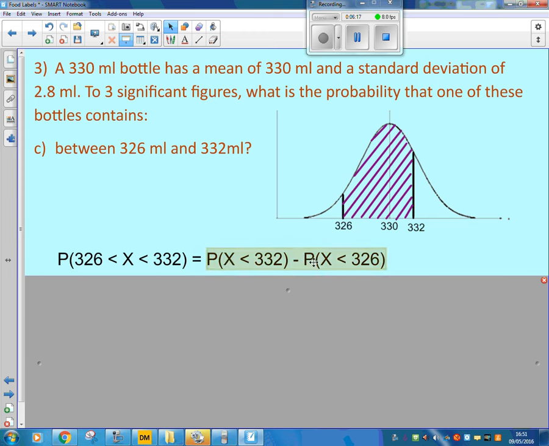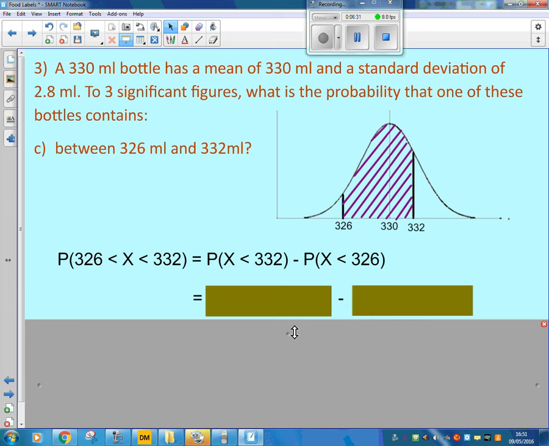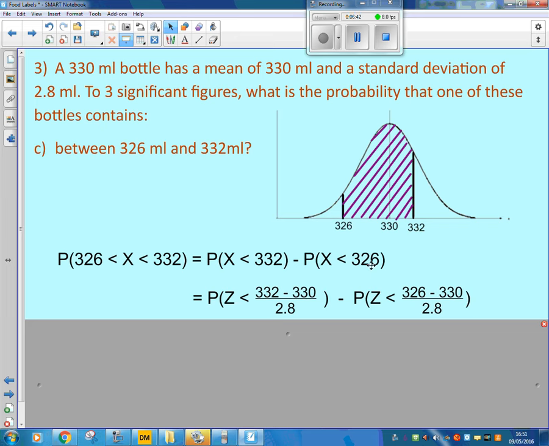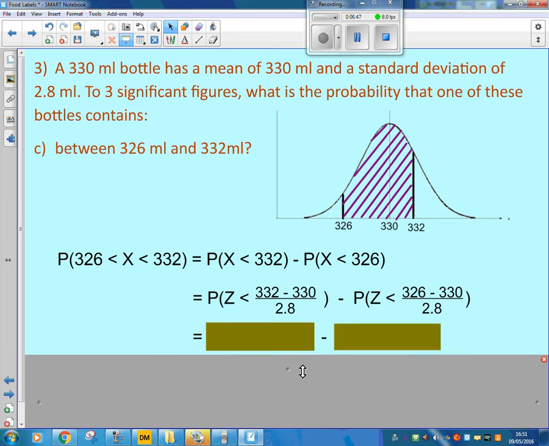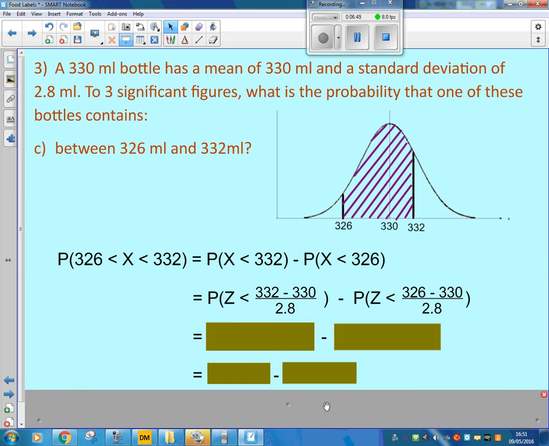So I want the probability of being less than 332, the bigger number, take away the probability of being less than 326. So it's that area, take away that area, leaves me with a shaded area. Now I standardize as normal. So the first one, it's 332, take away my mean, divide by the standard deviation. The second one, 326, take away the mean, divide by the standard deviation. So I've got to work those out and see what they come to.